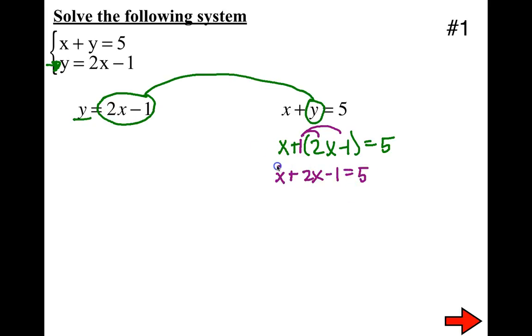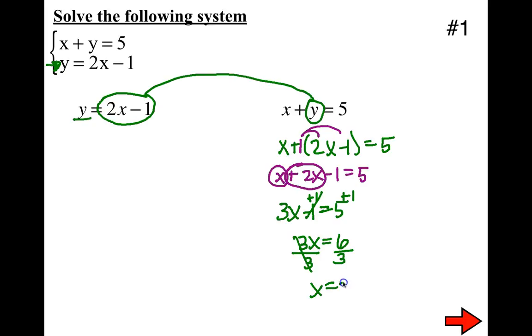At this point, I'm going to combine like terms. I'm going to combine a positive x with a 2x, which is going to leave me with 3x minus 1 equals 5. Here you would then get rid of your constant by adding 1 to both sides, leaving us with 3x equals 6. Divide both sides by 3, leaving me with x equals 2. However, I'm not done. What I'm going to do now is take this value here and substitute it into x.